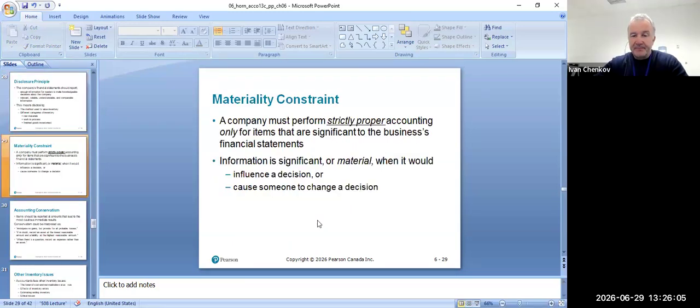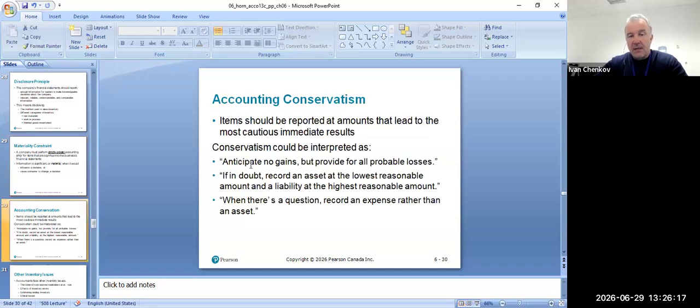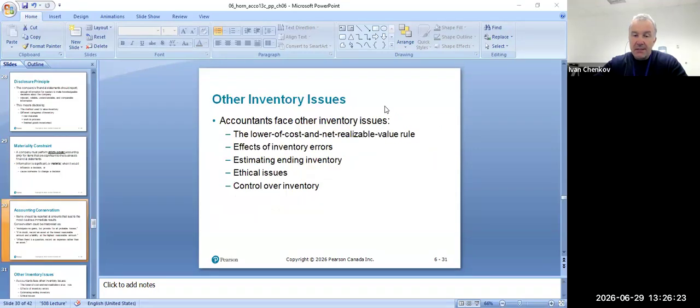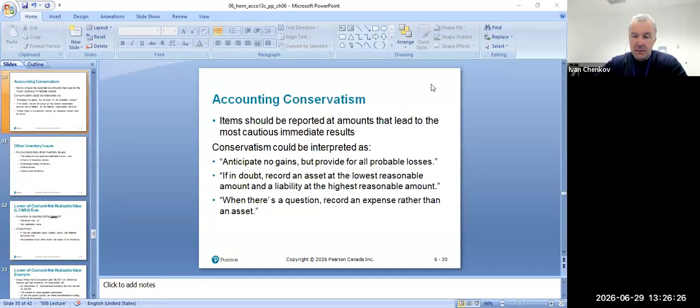Materiality, again, is the level of mistake at which your decision maker would change their decision. And accounting conservatism is related, again, to reporting the amount that leads to the most cautious immediate results. If you think the price at which your inventory is sitting in your inventory account is too high compared to the current market price, you have to adjust it right away.